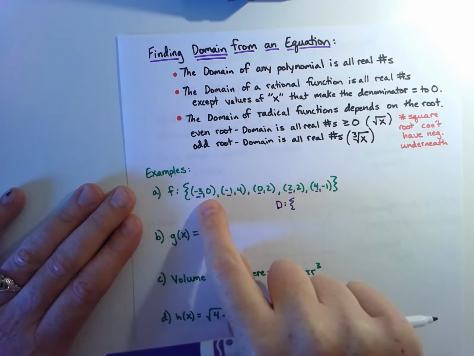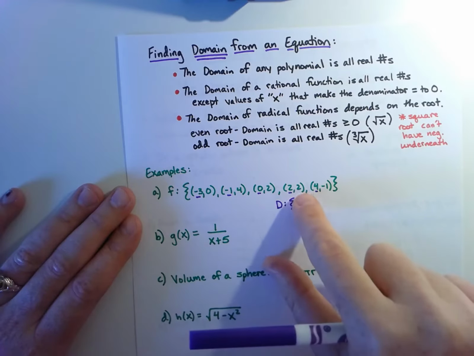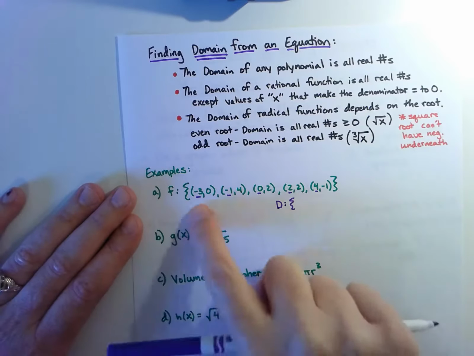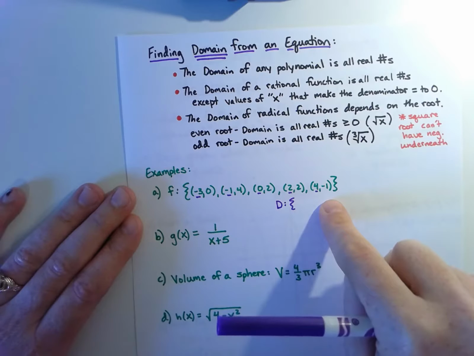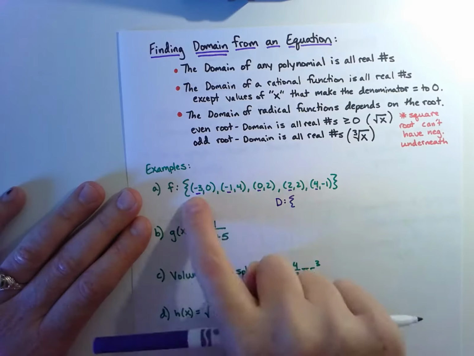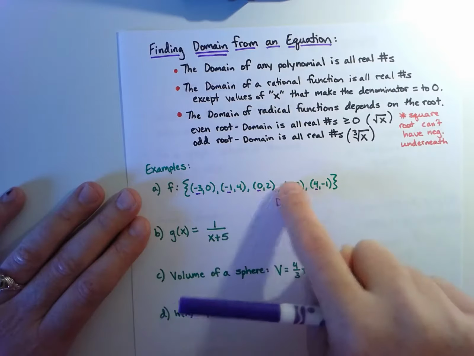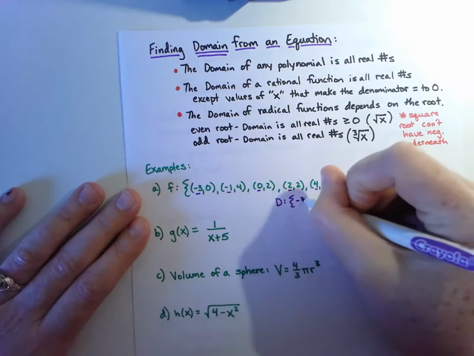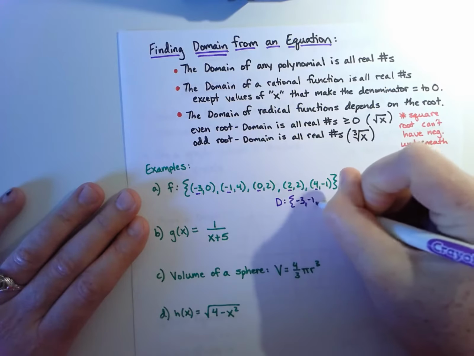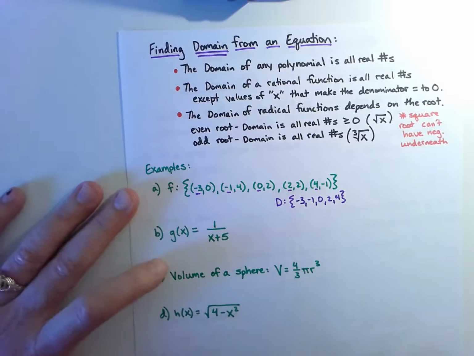So -3 goes with 0, -1 goes with 4, 0 goes with 2, 2 goes with 2, 4 goes with -1. So no value of x has two values of y. Of course that's important to check first. And then our domain would be -3, -1, 0, 2, and 4. They're already kind of in order for us, so that's nice. And that's all we have to do.